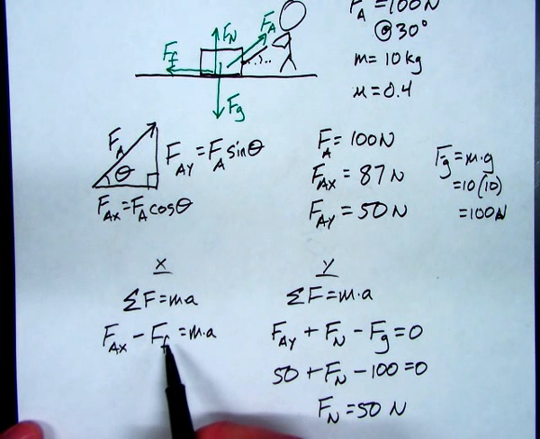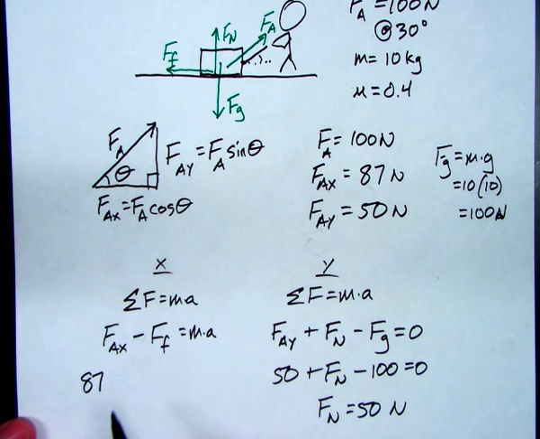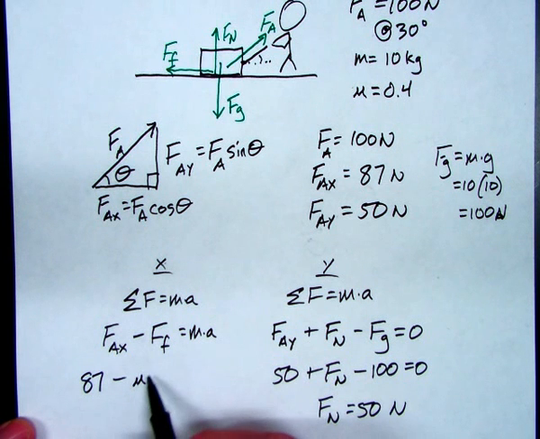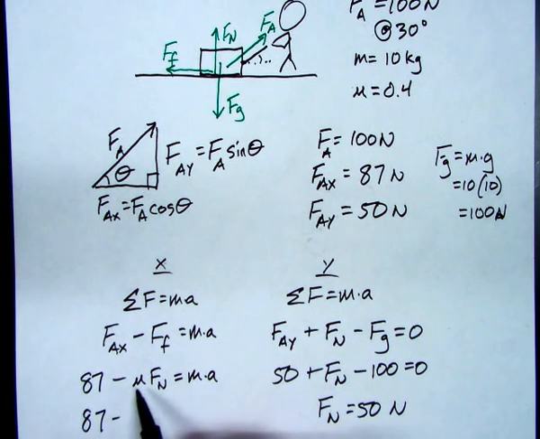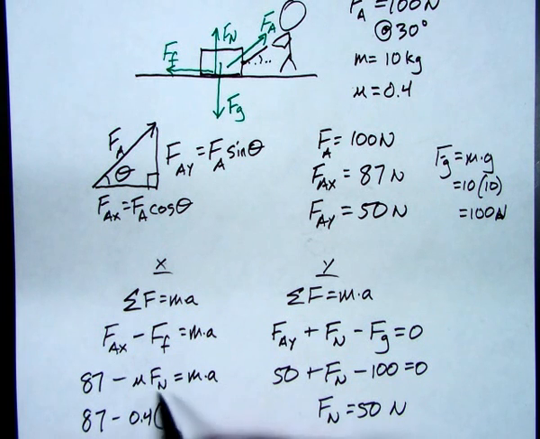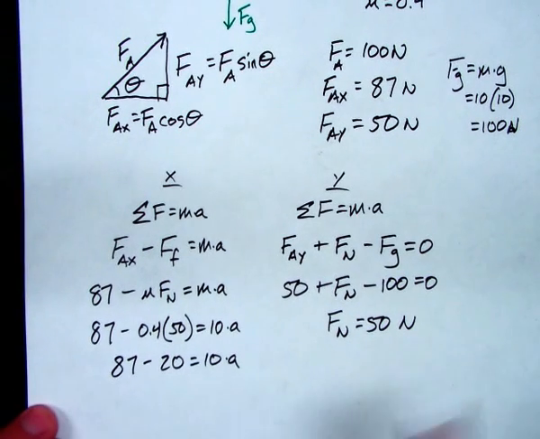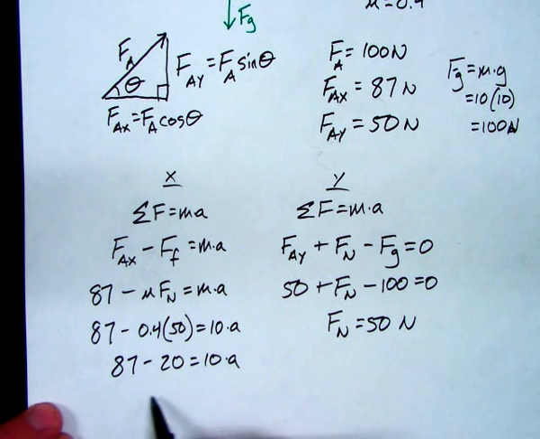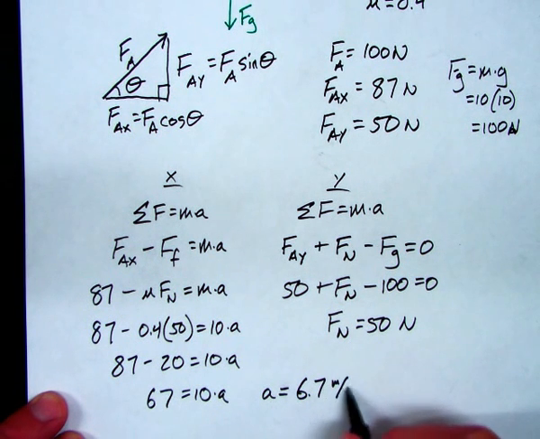Now I come over here. Now that I know the normal force, I know applied force in the x direction is 87 newtons. I know that friction is mu times normal force, and that equals mass times acceleration. So 87 minus mu, we were told, is 0.4. The normal force we figured out is 50, and that equals 10 times A. All right, so I have 87 minus 0.4 times 50. 40% of 50 is 20, so 87 minus 20, that gives me 67 equals 10A. My acceleration in this problem is 6.7 meters per second squared.